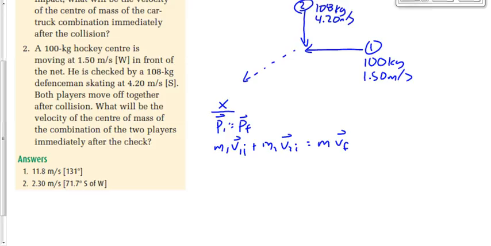100 kilograms times, Dylan, what's V1I? What's V1I X component? Almost. Almost. Caitlin, what's he missing? Negative 1.5 because it's to the left. M2 is 108 kilograms. What's V2I? Hannah, what's V2I for the X component? Good. 0, because we're on the X-axis. We're ignoring anything on the Y-axis, right? The combined mass is 208 kilograms times VF. We'll solve for VF here.